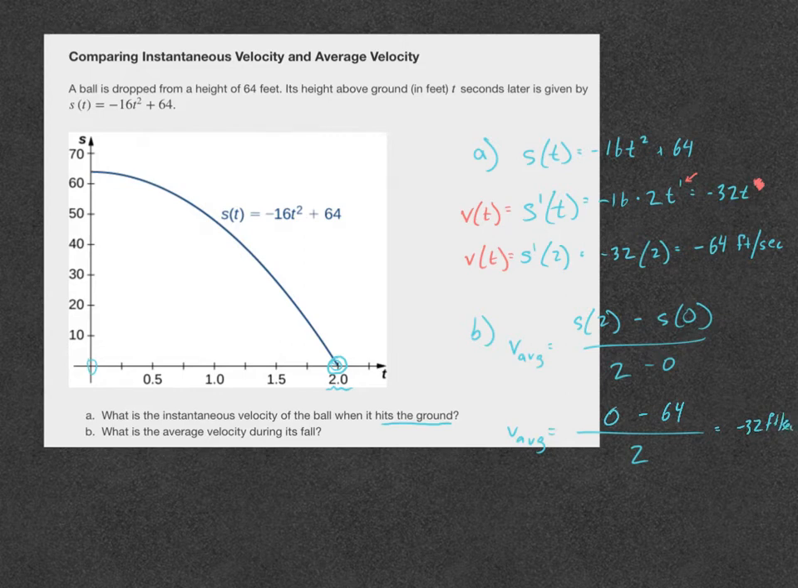Okay. Negative 64 over 2 is negative 32 feet per second. Negative 32 feet per second is the average velocity of this ball over the whole flight. But at the moment it touches the ground, its velocity is changing. Its velocity is negative 64 feet per second. That's how fast it's moving when it hits the ground.